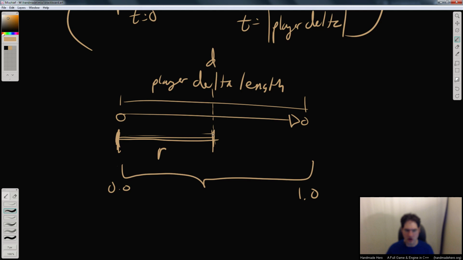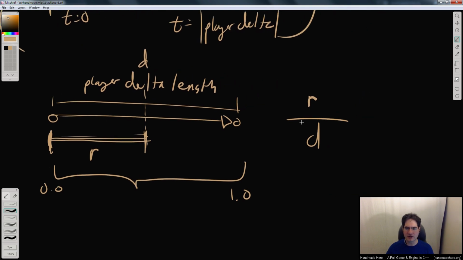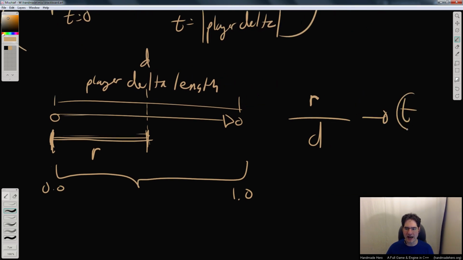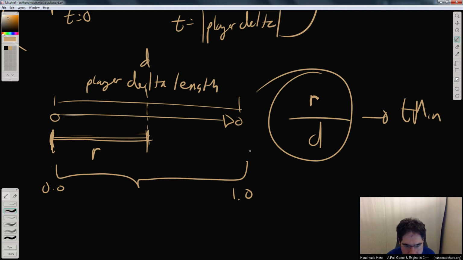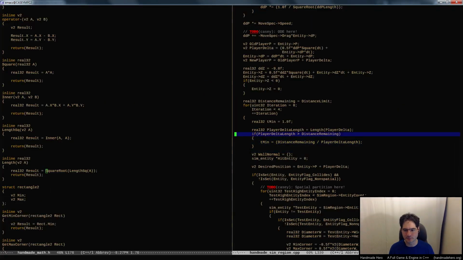What percentage is r, right? So I want to know how much of the way r is in D. If the total area is D, how much of it is taken up by R? And that should give me the T value that I actually could go to, my T min, if that's the furthest I could go, right? And so that's the ratio that I'm computing there to use to set that T min.